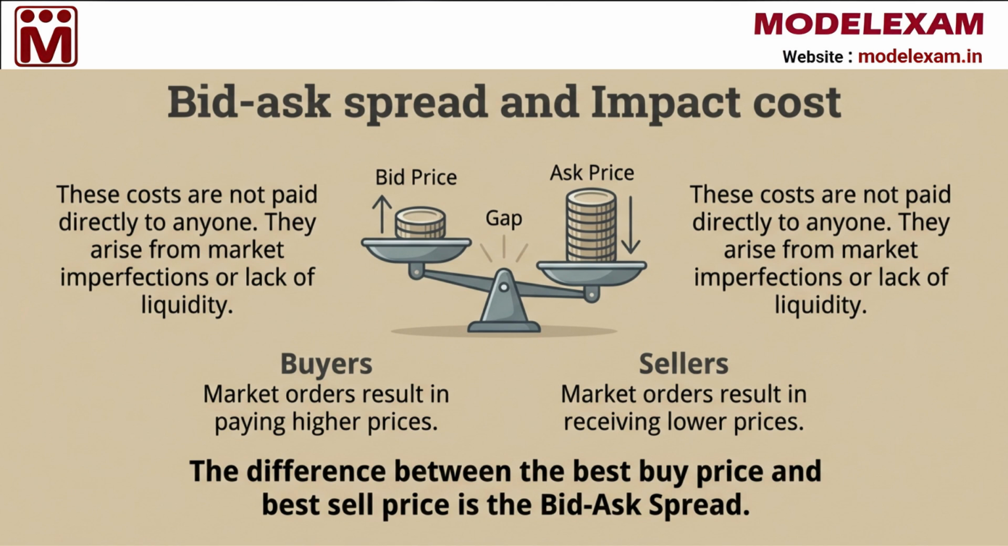Beyond these visible fees, we must talk about the bid-ask spread and impact cost, which are costs you do not pay directly to anyone. These happen because of market imperfections or a lack of liquidity. Because of this, if you place a market order to buy, you might end up paying a higher price than expected. Similarly, if you use a market order to sell, you might receive a lower price. The difference between the best buy price and the best sell price is what we call the bid-ask spread.